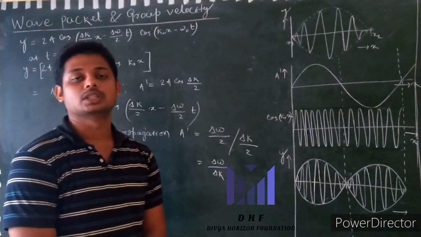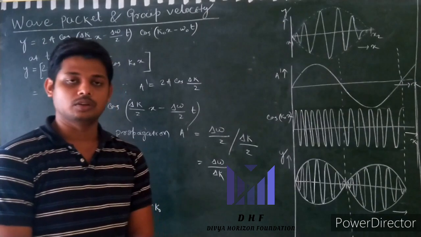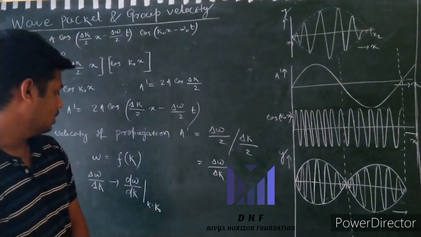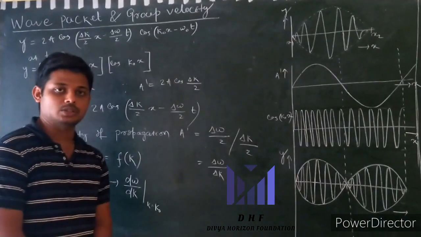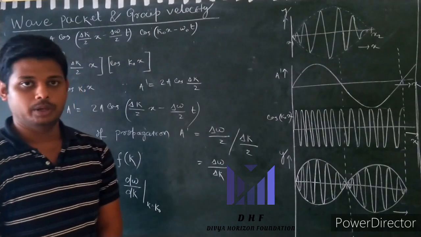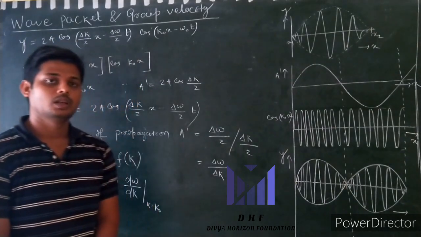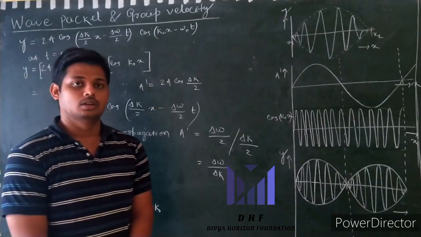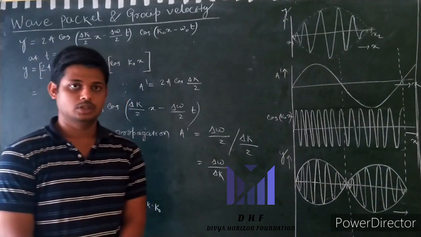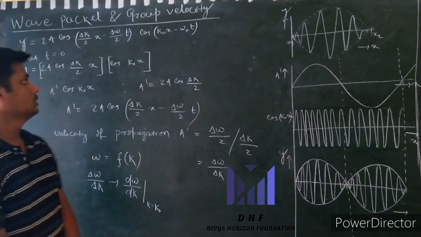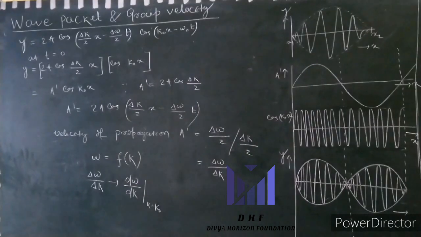And k0 is the mean of the propagation constant, and omega 0 is the mean of the angular frequency. So this is all about the group velocity and wave packet.